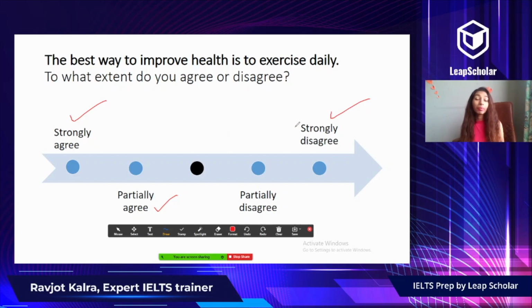That you can decide. But according to me, most of the people might strongly agree that exercising daily is the only way to improve your health. And some of you might partially agree as well, because you might have other points to write. Not only exercise, but according to you, diet should also be there, or a balanced diet should also be part of your lifestyle, in order to take care of your health.